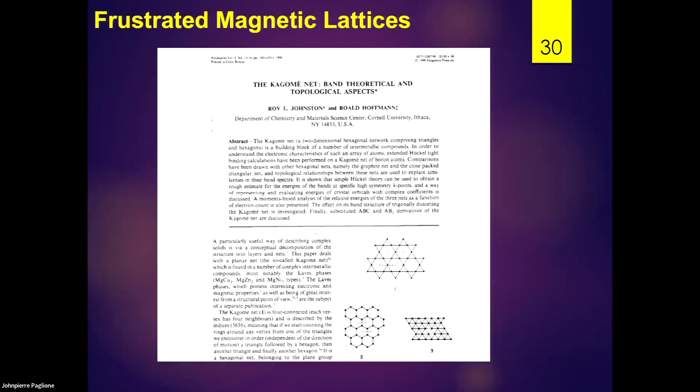Because we have 5 minutes, let's go to another one that's also inspired by Ron Hoffman, the frustrated magnetic lattice. In 1990, Professor Ron Hoffman studied the Kagome lattice net. This is very inspiring, and the most inspiring part is he said maybe we could consider the lattice space with the Kagome lattice. When I read that, I said, oh, that's very cool.